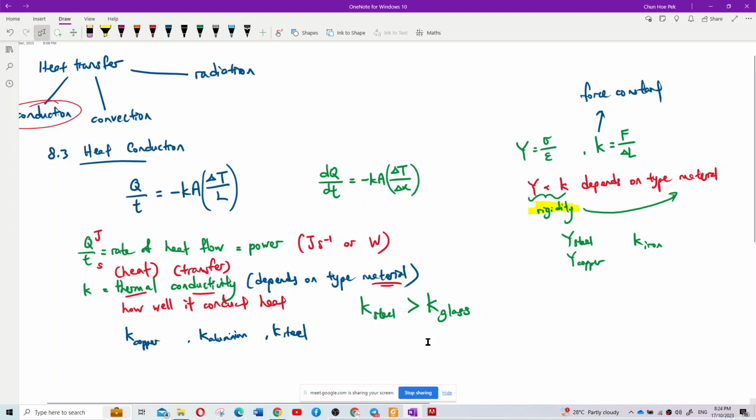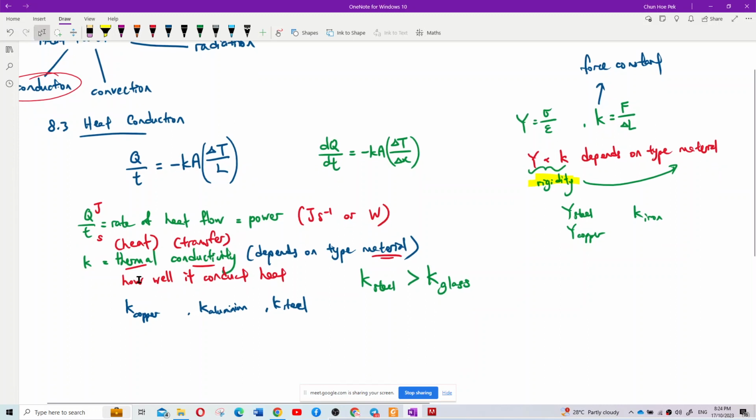Understand? Okay, and then how about this one? Okay, unit. What is the unit for K? Later I will explain how to get the unit of K. I don't want to tell you straight away. A is the cross-sectional area.